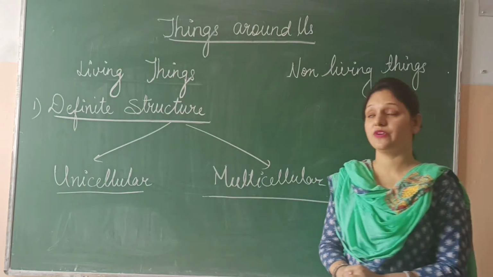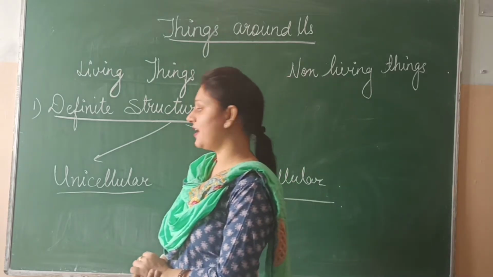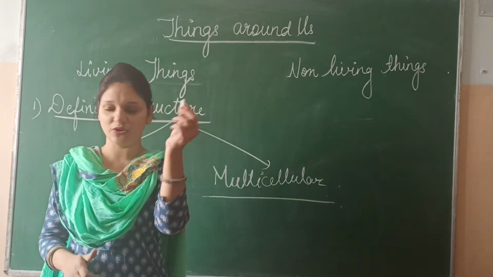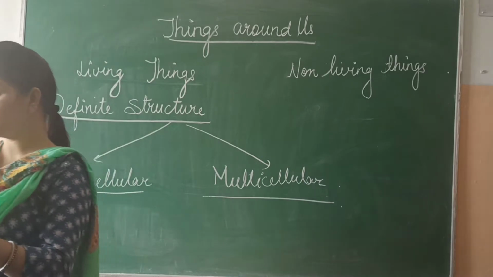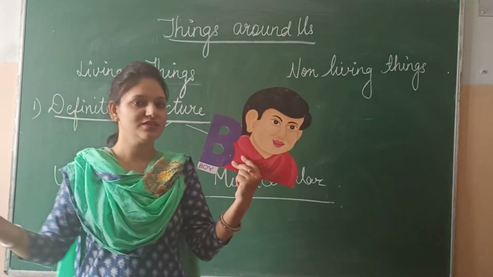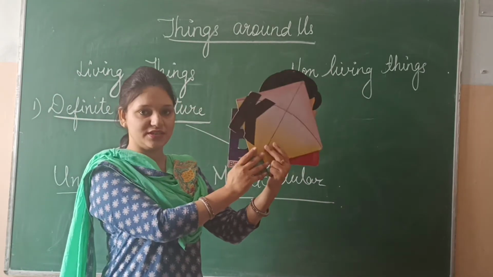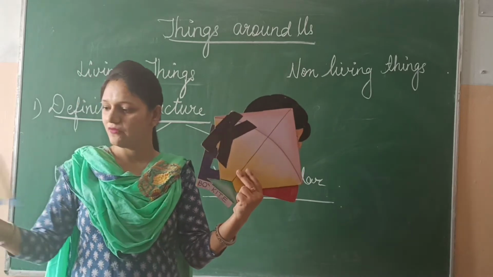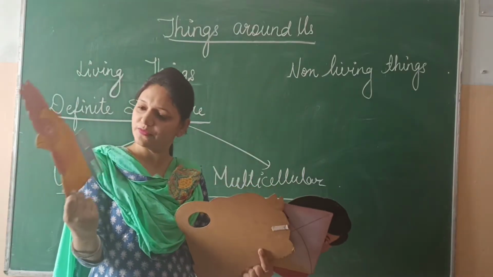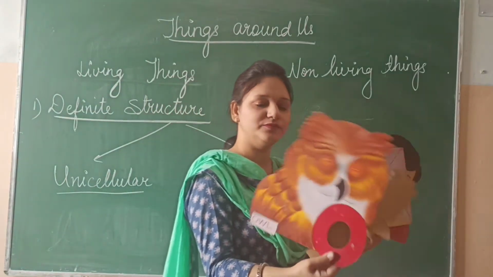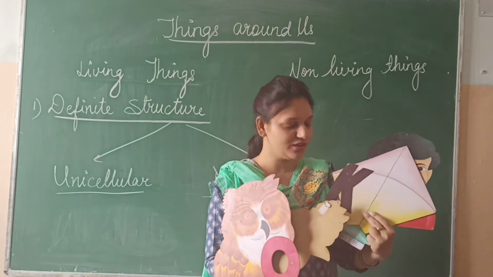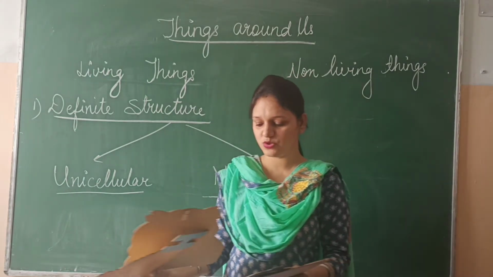If I observe around me, I find there's a fan, a blackboard, a chalk, and I'm having some cutouts also for you. This is the cutout of a boy, this is a kite, then I am having the cutout of a hen and an owl. So I am having these things around me.